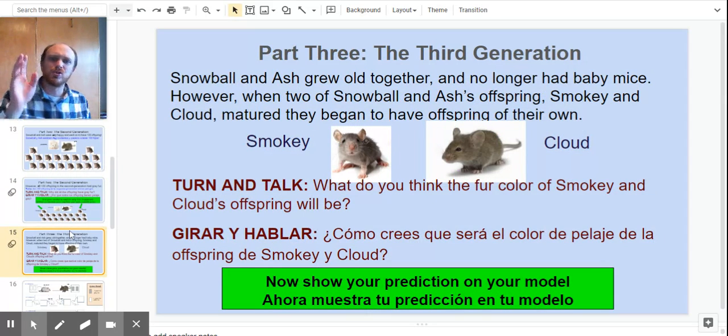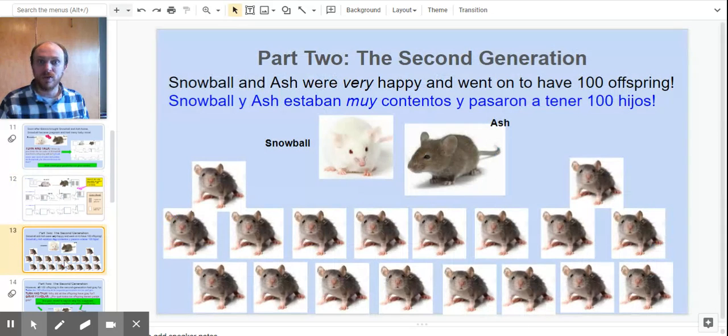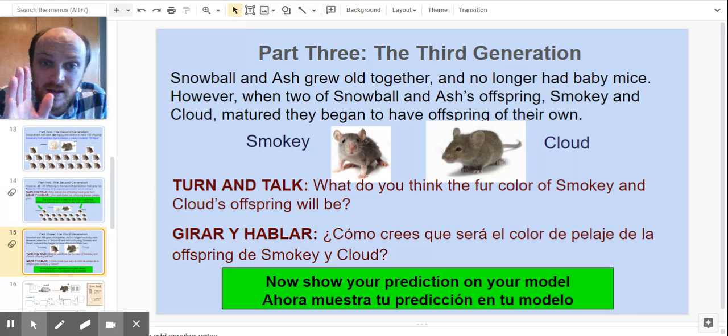So Snowball and Ash grew up together and they no longer had baby mice. However, two of their offspring, let's use that word, Smokey and Cloud, grew up and they began having offspring of their own. Now, technically, Smokey and Cloud are siblings.